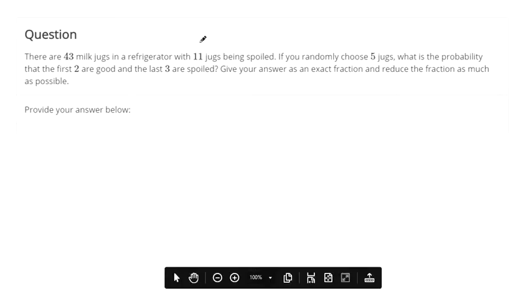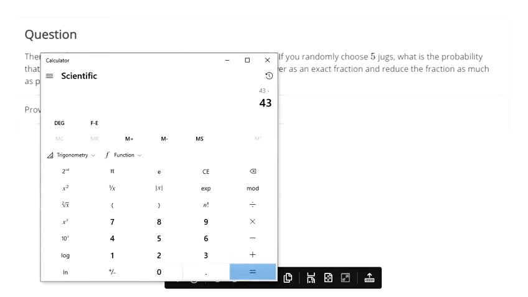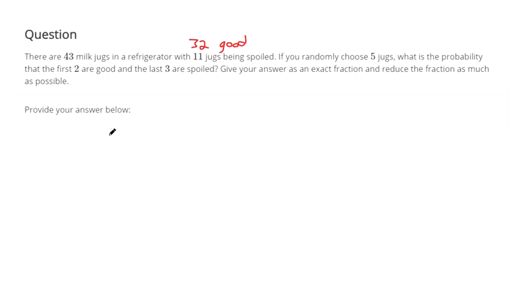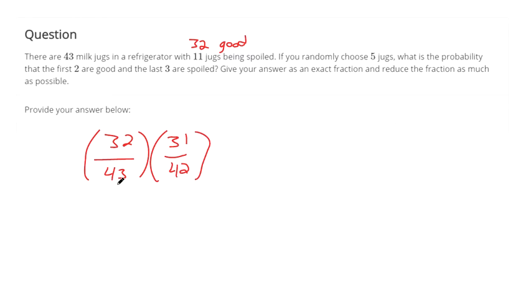Well, if there's 11 spoiled, then there's 32 that are good. Right, so the probability that the first one is good is a 32 out of 43 chance. There's 32 jugs that are good out of a total of 43 jugs to pick from. Now that's the first one. They say the first 2 are good. So for the same reason on the last one, we're going to reduce each by 1. Now there's 31 that are good because we already have 1 good jug in our hand. And there's 42 total because we took one of the jugs out of the pile.